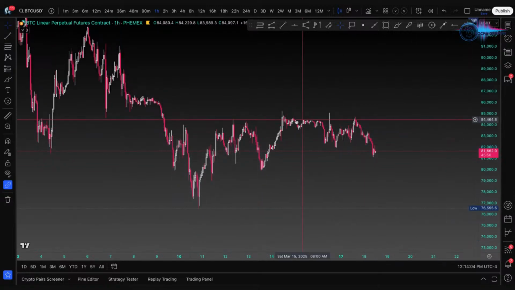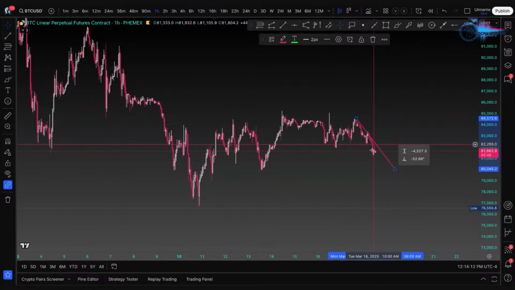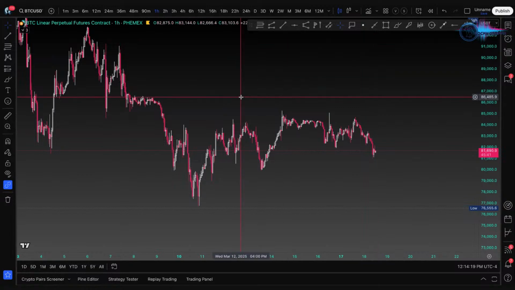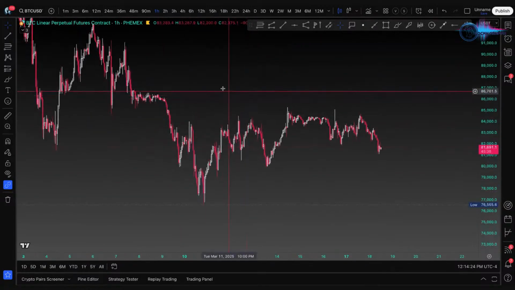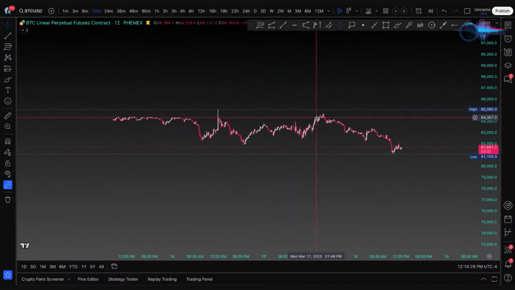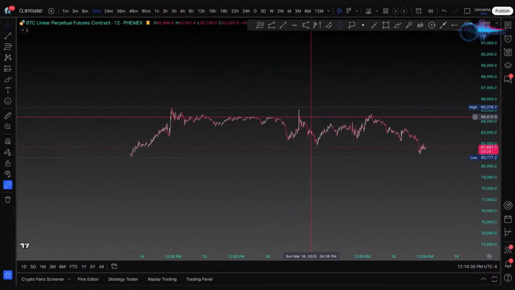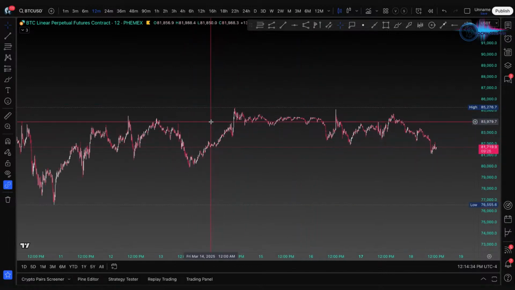What I'm trying to do is get away from drawing lines. You know what I mean? I want to get away from this. I want to know that it's already going to break that line, which it is. It always does. So really what I'm looking at is some type of lower time frame market structure change. Let this load up if it ever does.